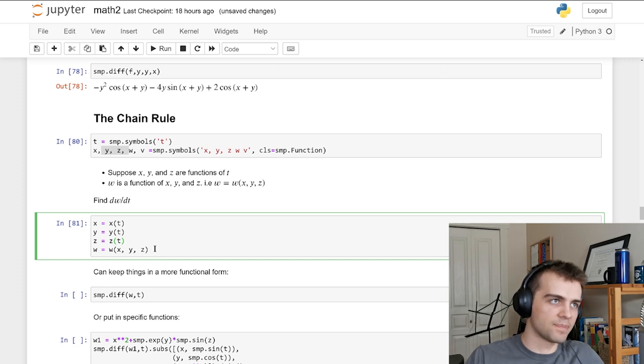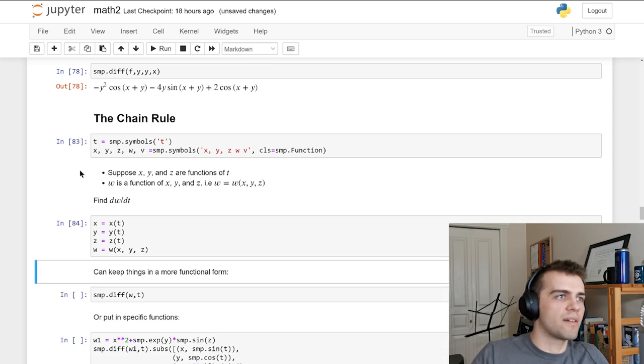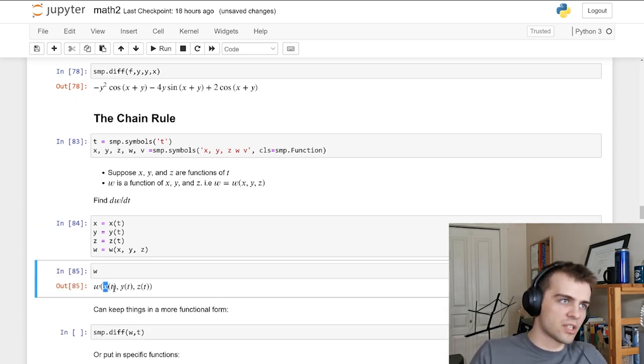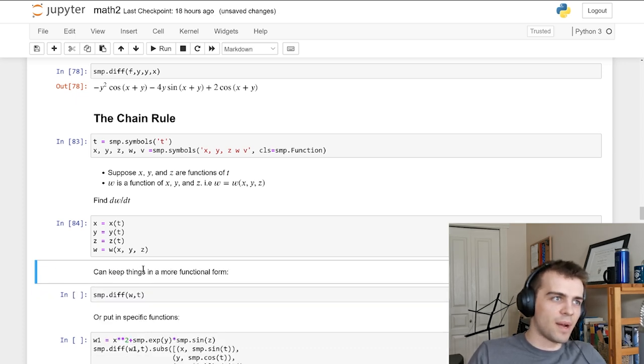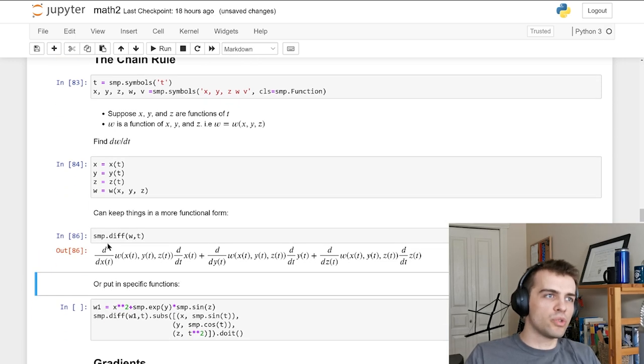I do this in SymPy a lot. And so I can go like this, and I have to redefine them because I haven't defined them yet, like that. And for example, w, it says w is a function of x, y, and z, each of which are functions of t. And then SymPy will explicitly know, and if I want to differentiate w with respect to time, it will do the chain rule here.